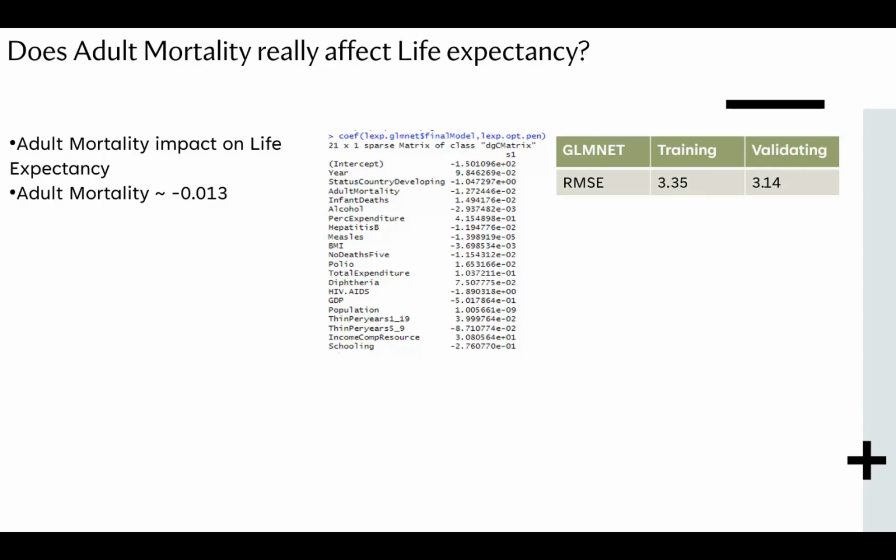In conclusion, our analysis suggests that adult mortality indeed plays a role in shaping life expectancy, emphasizing the importance of efforts to reduce mortality rates among adults for the well-being of the population.